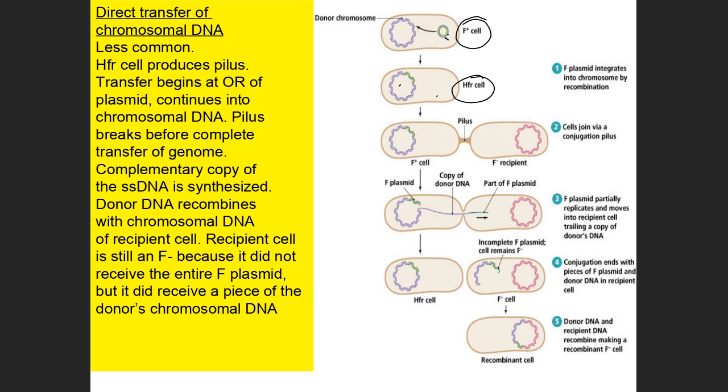Then the F plasmid codes for the pilus. It goes to the other bacteria and connects with it, and the origin of replication of the plasmid will be right here. It begins to put out a piece of the DNA. But because the transfer began in the middle of the plasmid, it will continue on and begin to transfer part of the chromosomal DNA.